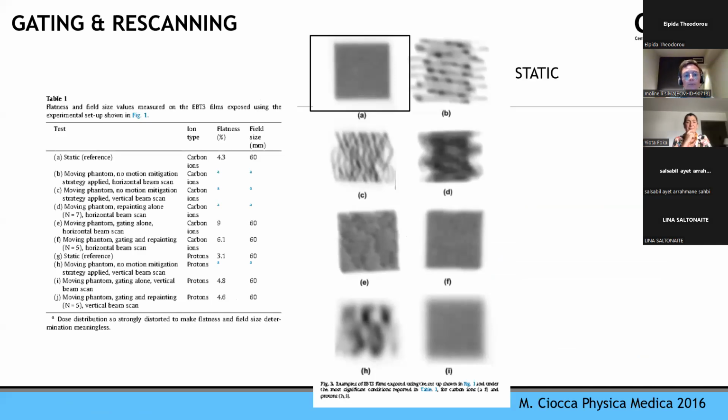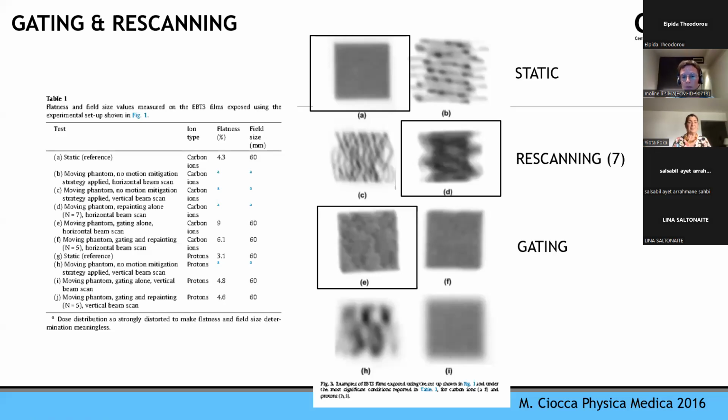Because when we commissioned our gating system, so when we checked if the machine was actually able to chop out the beam when the signal came from the gating sensor, we used a moving phantom with radiochromic films. And here is the static case. This is the case with 7 rescanning. So it was not good enough. This is the case with gating, and here is the result with a combination of gating and rescanning. So we are finally using both techniques together.